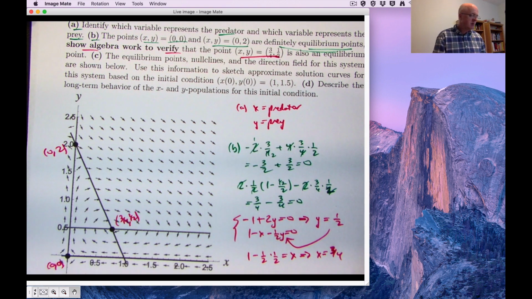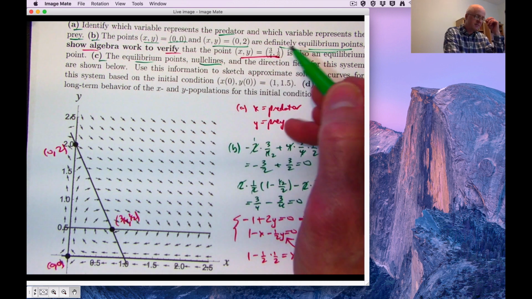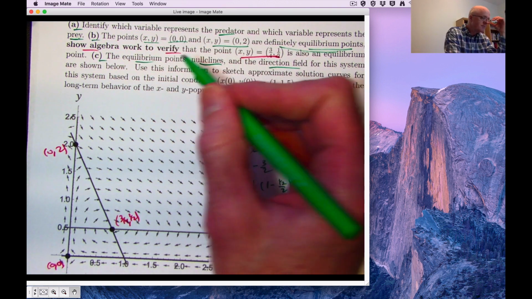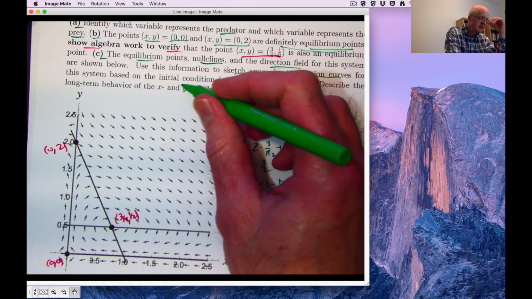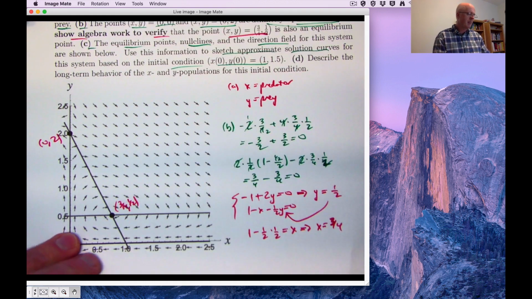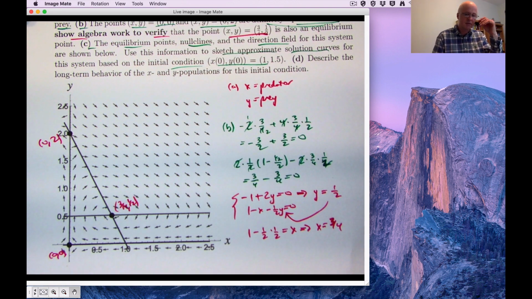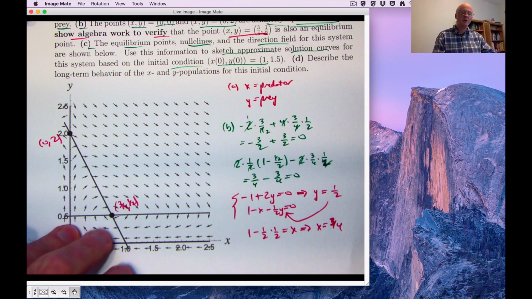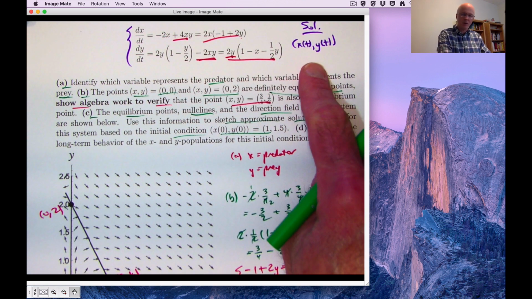Part C says to use the equilibrium points and the null lines that are pictured and the direction field to sketch an approximate solution curve for this initial condition. Okay, that's a lot of words that maybe you've never heard of before. Equilibrium points are, again, these 3 points, which are really equilibrium solutions. They're constant functions. They're not just points, they're constant functions. But when you trace them out in an xy plane, ignoring t, this always is the same point.